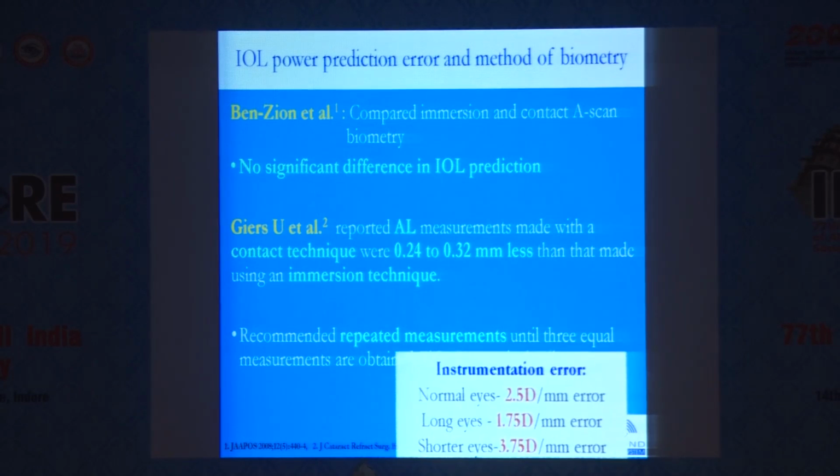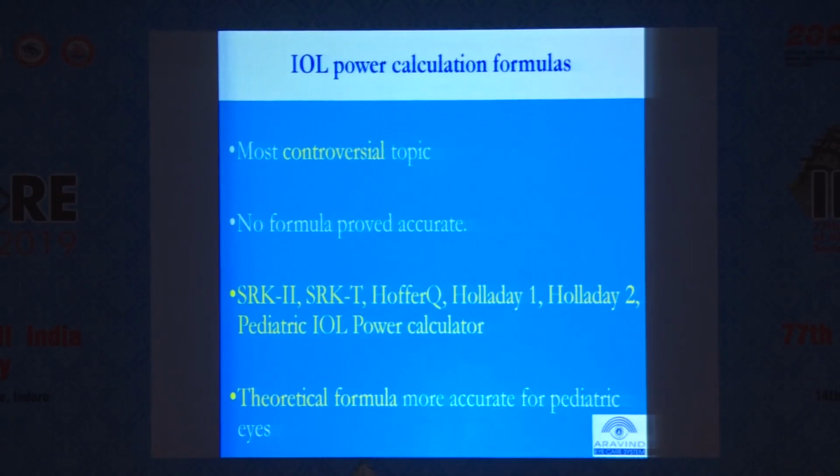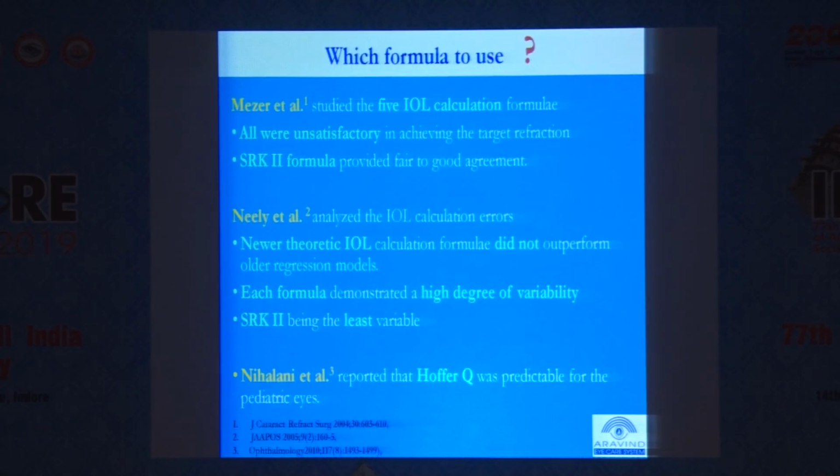Instrumentation error in a normal eye will result in 2.5 diopter for every millimeter error in the axial length, whereas for long eyes it is 1.75, and for short eyes it is 3.75 diopter. IOL power calculation is a controversial topic. There are no formulas that are proved accurate to date, and the formulas that we have are SRK-T, Hoffer Q, Holladay 1 and 2, and the pediatric IOL calculator. Theoretical formulas are more accurate for pediatric eyes.